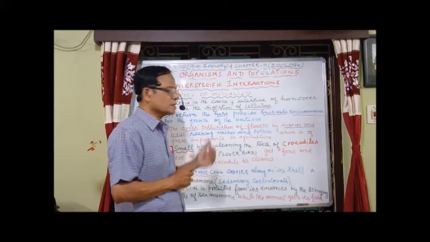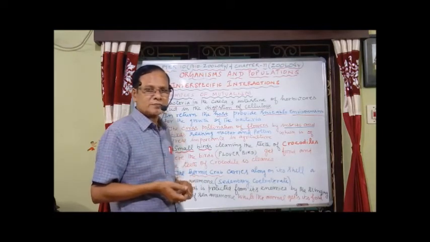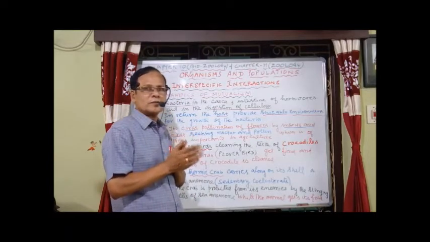Let's talk about the next kind of animal association. First one, commensalism. The second one, mutualism. We have to go for the third one, commensalism.